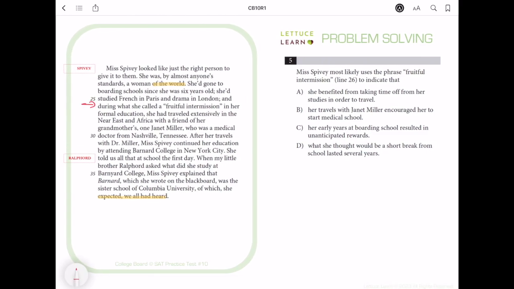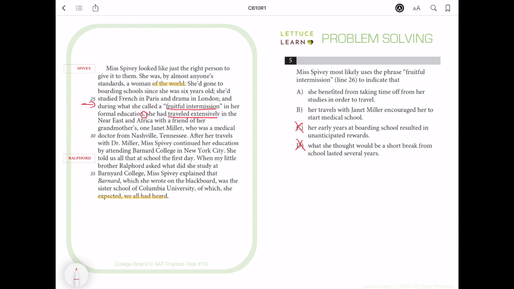And look for what other phrase or clause is connected to fruitful intermission. Right after the comma, we immediately see traveled extensively. So, let's go to the answer choices and find which one mentions traveling extensively. We see that neither C nor D talk about traveling, so we're going to comfortably cross them out.